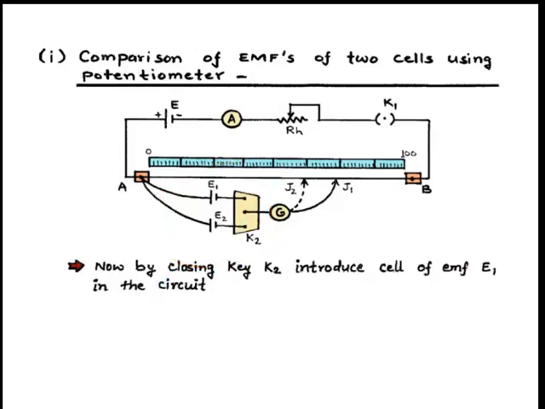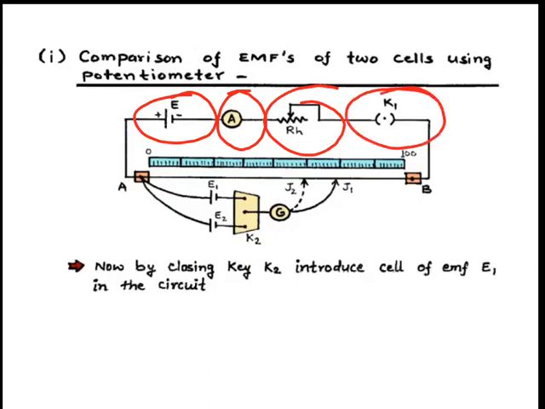So let's see how. Children, this is the primary circuit and this is the secondary circuit. In the primary circuit, we have the driver cell having EMF E. This is an ammeter which will measure the current in the circuit. This is your rheostat with the help of which you are going to control the current, right? And this is your key K1, your switch.